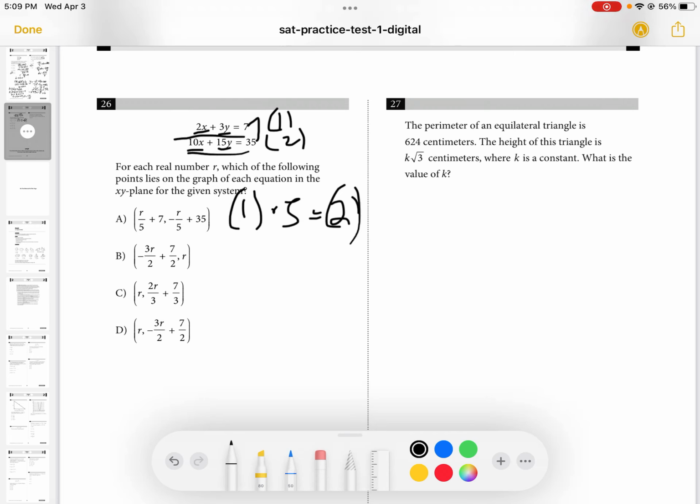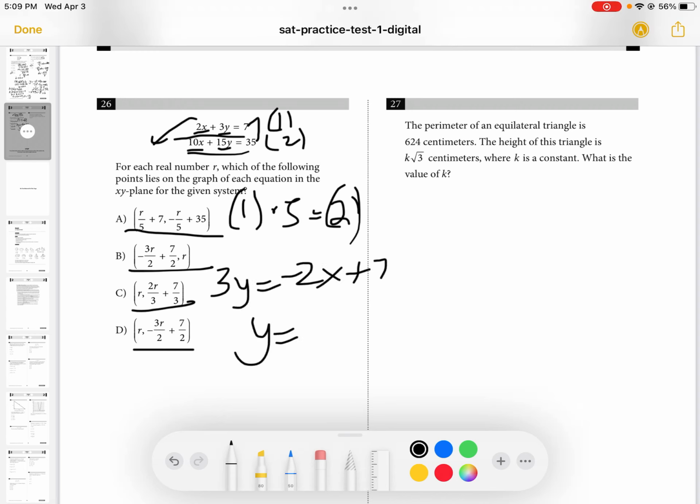So these two lines are the exact same line. So we can just pick one line and turn it into slope-intercept form. And when we plug in any of these points, we should get an output of 7. We have to find out which one. So let's pick the first line. I'm going to write this in slope-intercept form. So 3y is equal to negative 2x plus 7. y is equal to negative 2/3 x plus 7 over 3.